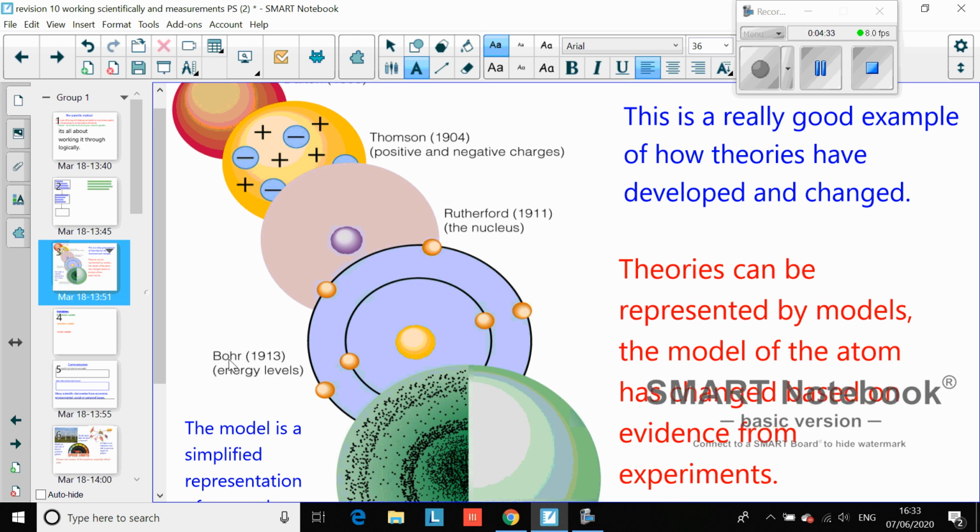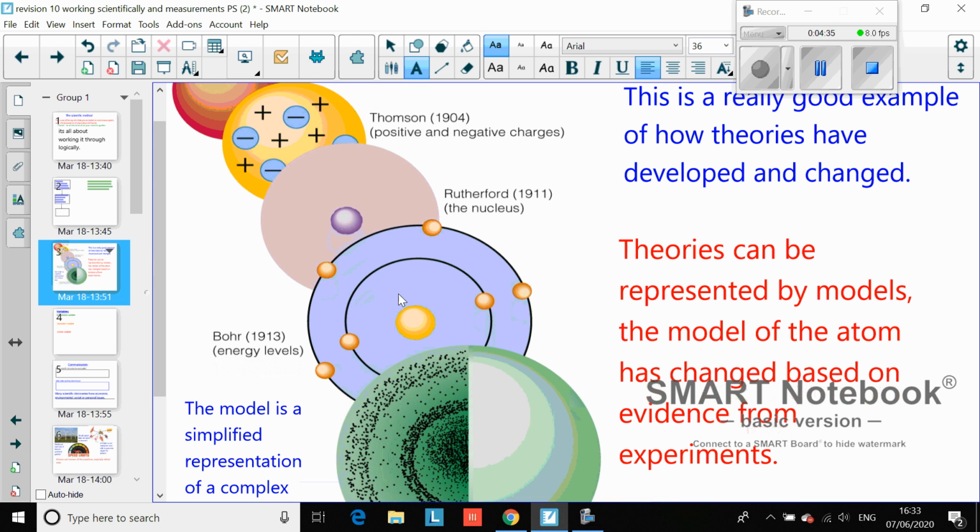This guy called Niels Bohr said, okay, yeah, positive nucleus, electrons going around, but those electrons are in distinct energy levels. Not just floating randomly around, like Ernest Rutherford said, but in very distinct levels. And again, some experiments, some new evidence came to light, which said, okay, this is a better model.